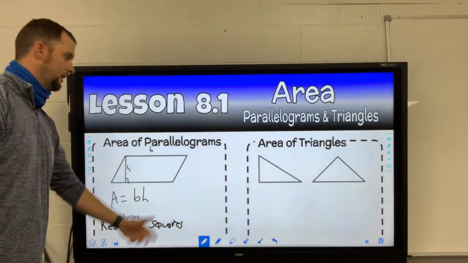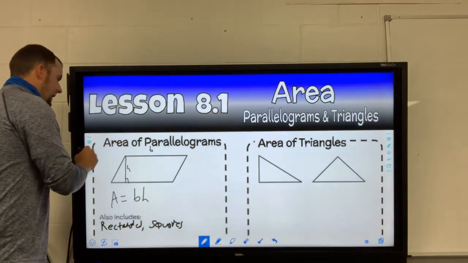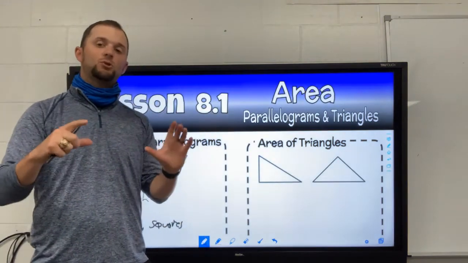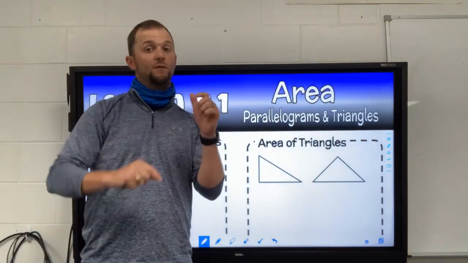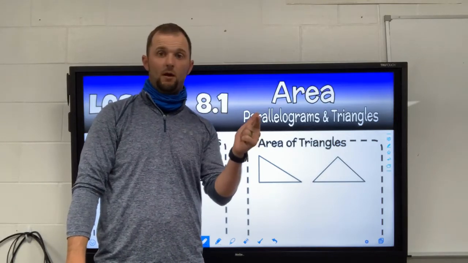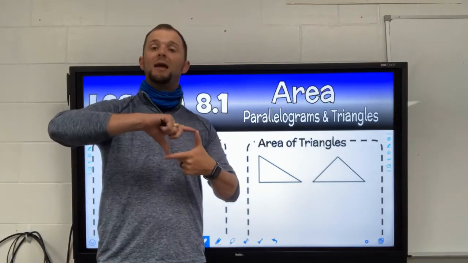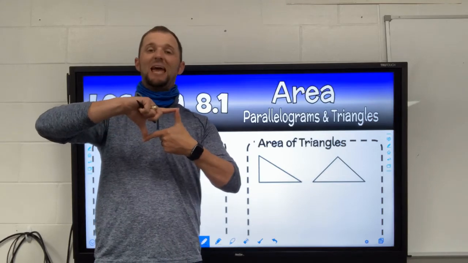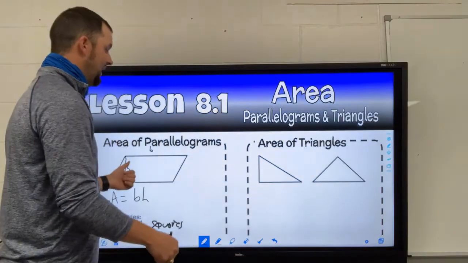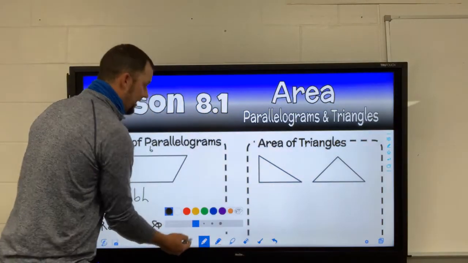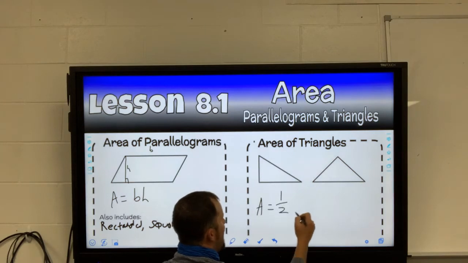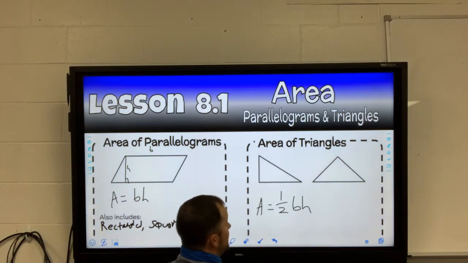So let's jump over to triangles. Right now, I know that if I take two triangles and put them together, it's either going to form a rectangle or it's going to form a parallelogram. So literally a triangle is just half of that area. So that means if I want to find the area of a triangle, A is going to equal 1/2 the base times the height, okay?